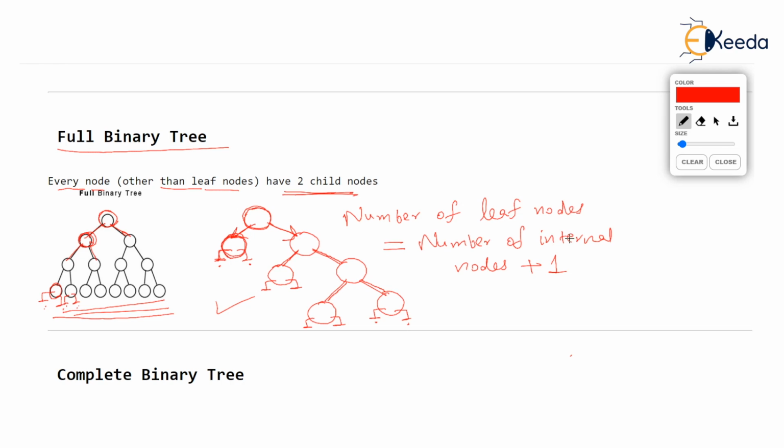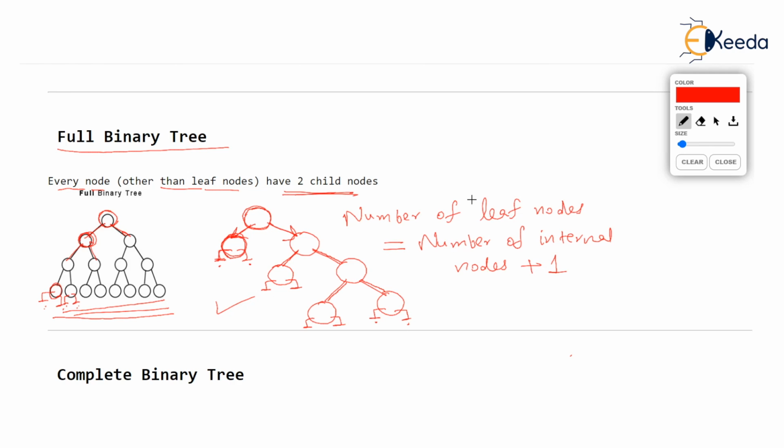By the way, number of leaf nodes equals number of internal nodes plus 1. Just count how many leaf nodes are there in this tree. Mouse is hovering on the leaf nodes. 1, 2, 3, 4. 4 leaf nodes. And how many non-leaf nodes or internal nodes? 1. This is an internal node. Yes, non-leaf. 1, 2, 3. Perfect. Number of internal nodes is 3. 3 plus 1 is 4. And that's the number of leaf nodes.